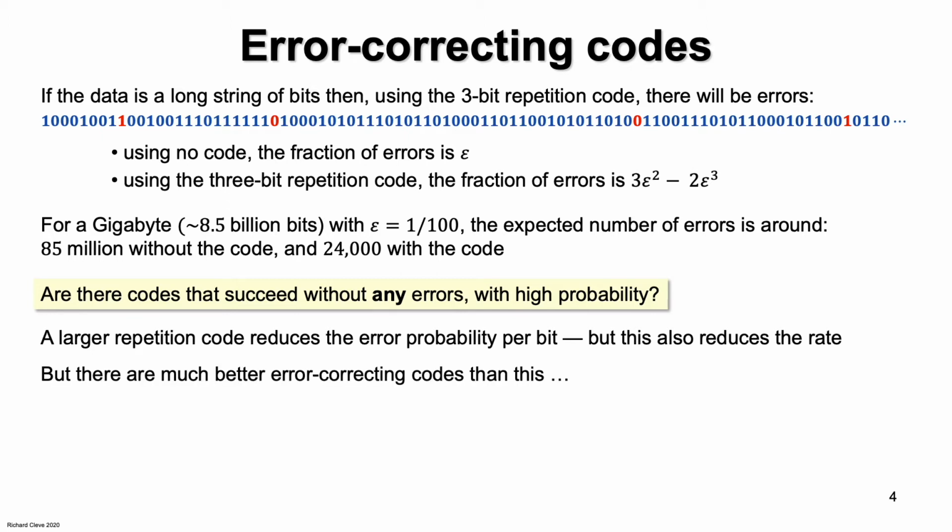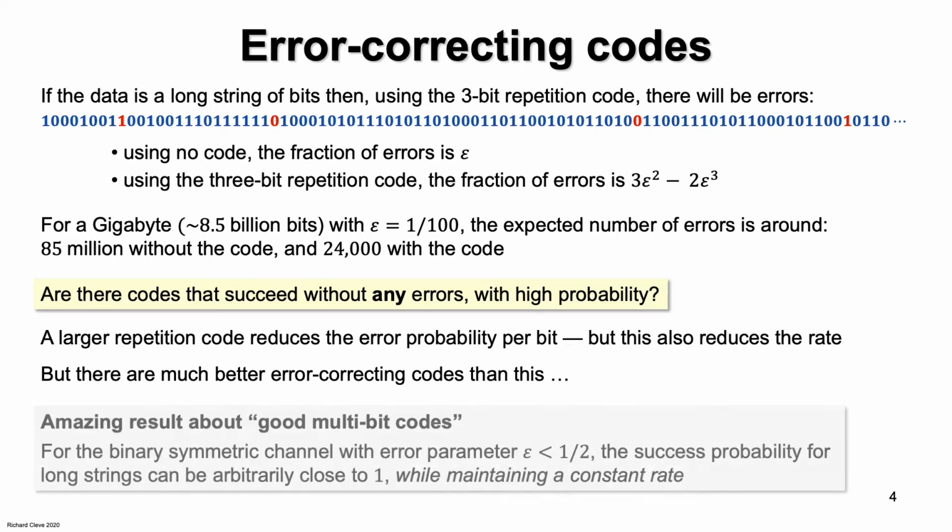But there are much better error-correcting codes than this. In fact, there's this amazing result about multi-bit codes. For any binary symmetric channel with any parameter epsilon that's strictly less than 1/2, the success probability of the whole string can be made arbitrarily close to 1 while maintaining a constant rate. So in fact, Alice doesn't have to send many gigabytes in order to get every single bit through to Bob correctly.